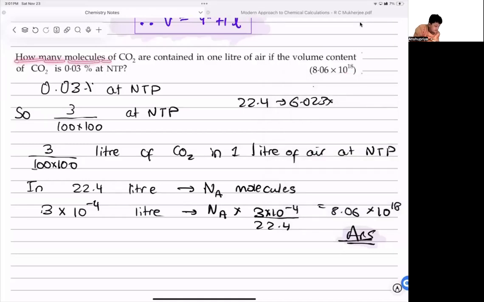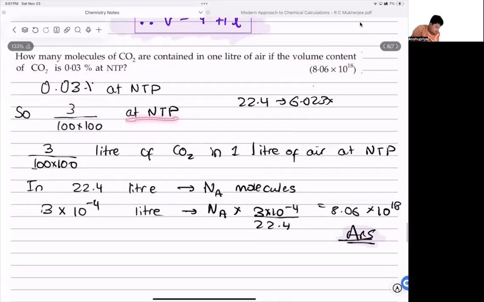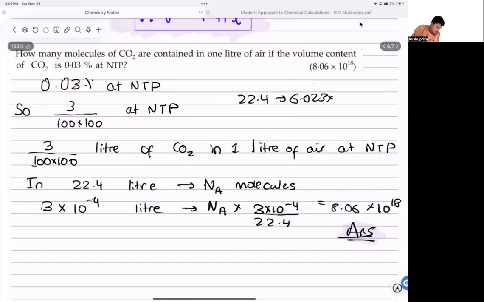How many molecules of CO2 are contained in 1 liter of air if the volume content of CO2 is 0.03% at NTP? So 0.03% at NTP. So what is 0.03%? That is 3 upon 100 into 100 fraction. We will always write it in fraction, it's easier. At NTP. So it will be 3 upon 100 into 100 liter of CO2 in 1 liter of air at NTP. Because they've given 1 liter of air. So if you're taking 3 by 100 into 100, you will only get 3 upon 100 into 100.